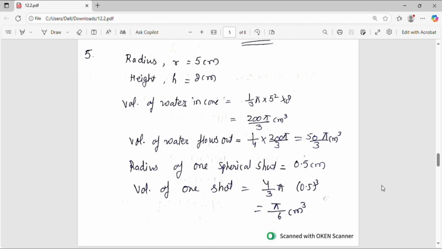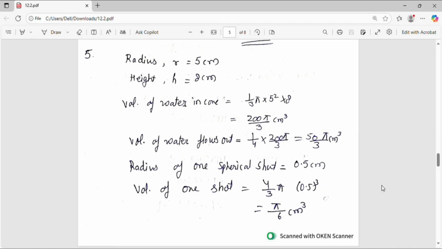So first we will find the volume of water in the cone, which would be the volume of the cone itself. So it is 1 by 3 pi r square h. It is 200 pi upon 3 centimeter cube. Then the volume of water that flows out would be 1 by 4th of the volume. It is 50 pi by 3 centimeter cube.